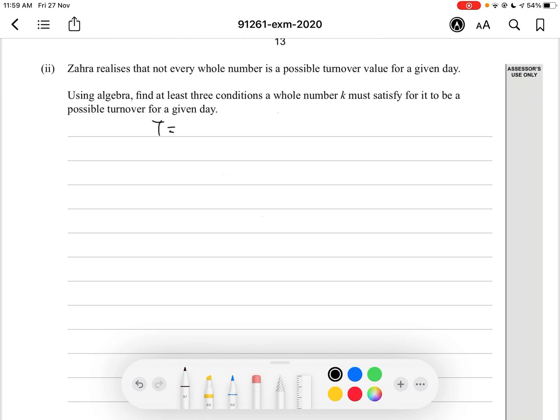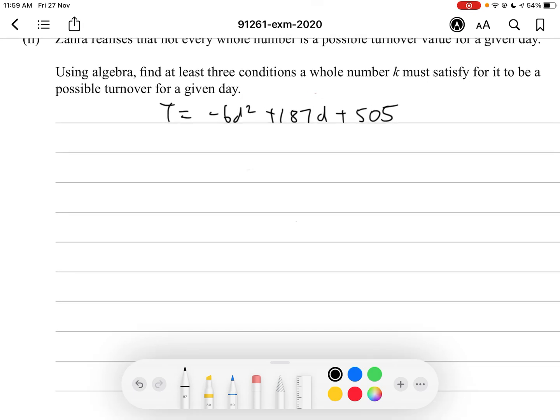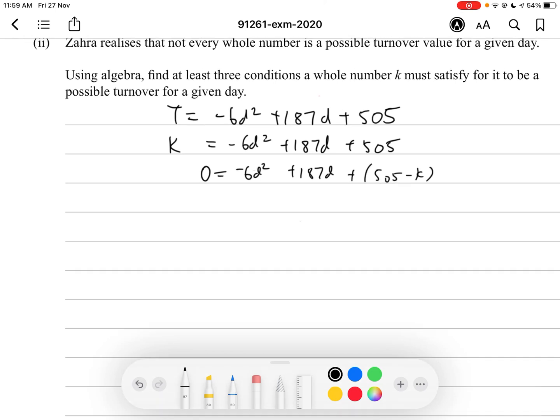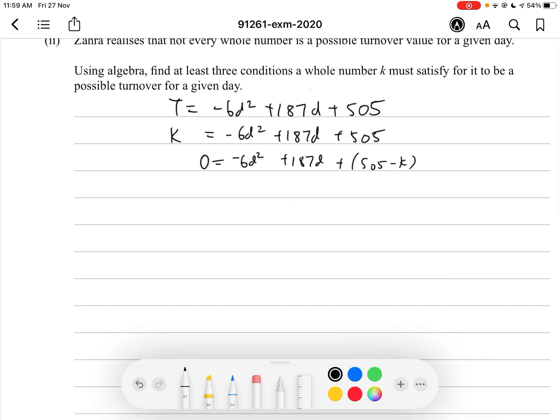Alright, so first we're going to write over our equation for our turnover, which was negative 6d squared plus 187d plus 505. And we're going to call our turnover k. So therefore k equals negative 6d squared plus 187d plus 505. So if we subtract k on both sides, we'll get this. That's what we'll get if we subtract k on both sides.